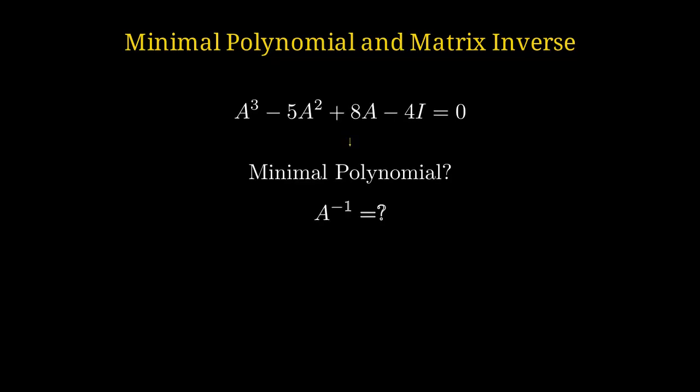Let's explore how to find the minimal polynomial and inverse of a matrix without computing eigenvalues. We're given that A cubed minus 5A squared plus 8A minus 4I equals 0, and we need to find the minimal polynomial and the inverse.